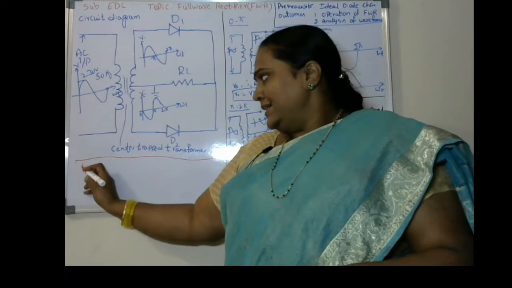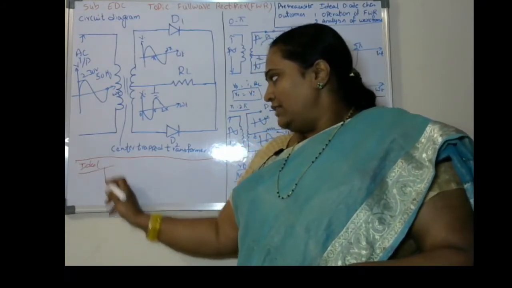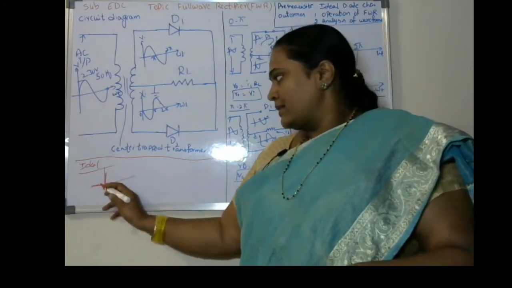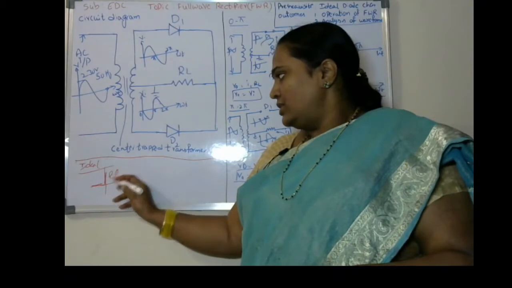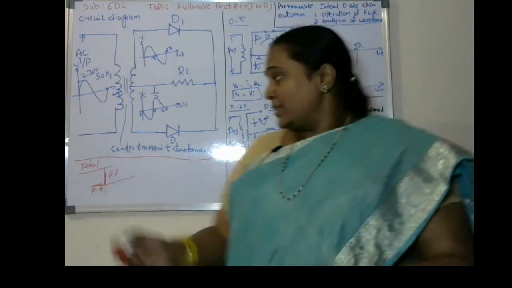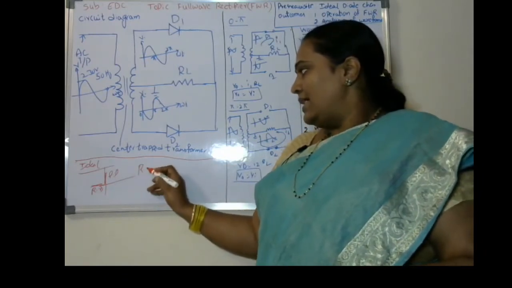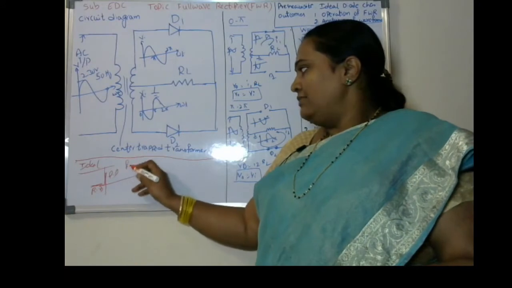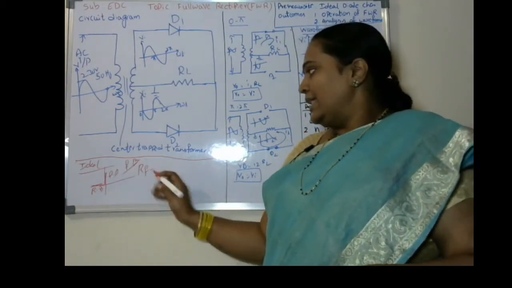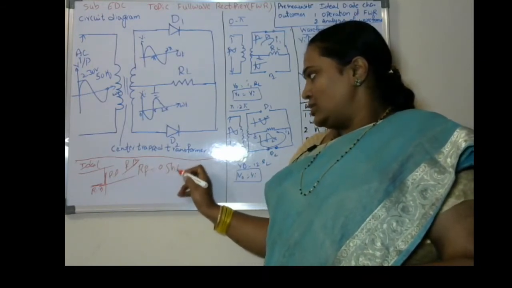So the ideal diode has characteristics like this. This is the forward region and this is the reverse bias region. If you observe the forward bias region, the forward resistance will be equal to 0, acting like a short circuit.